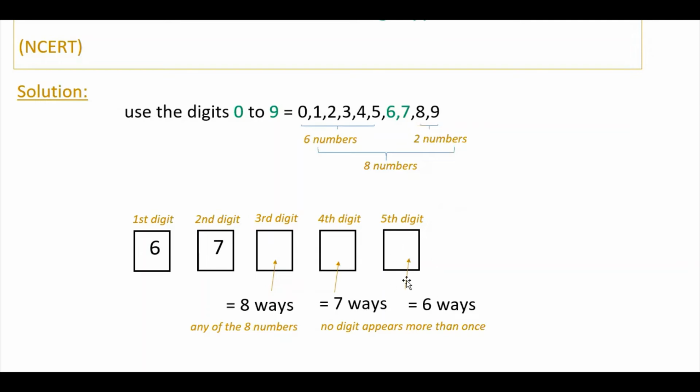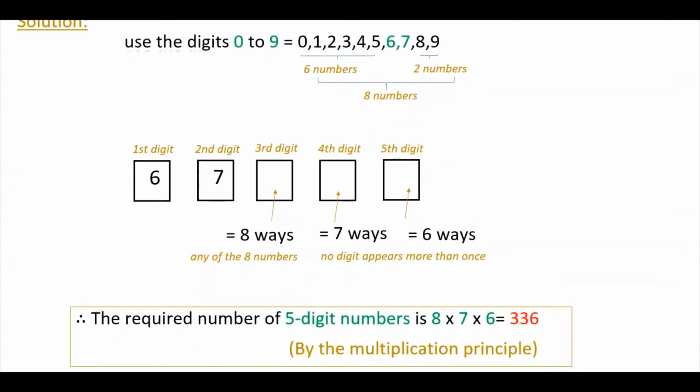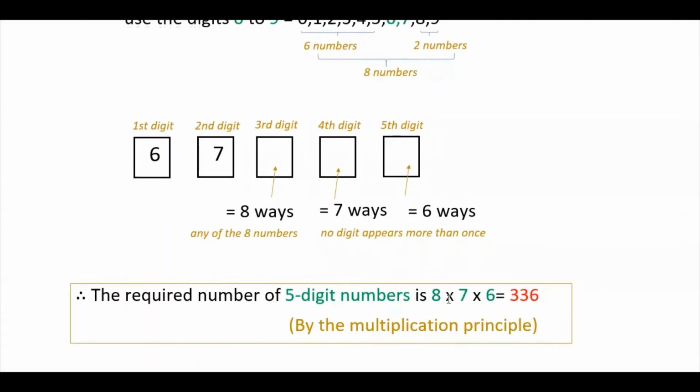And here again the remaining 6 numbers, already 7, so the remaining 6 ways you have to use. 6 numbers you can use because no digit appears more than once. Here the repetition is not allowed, so you have to write like this. Therefore the required number of 5-digit numbers is 8 into 7 into 6, that is 336.